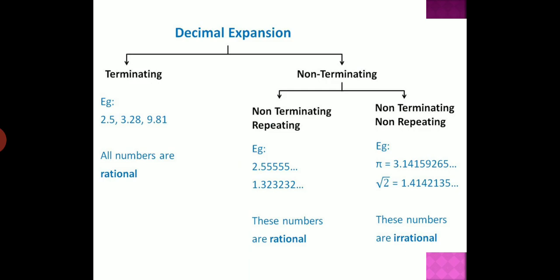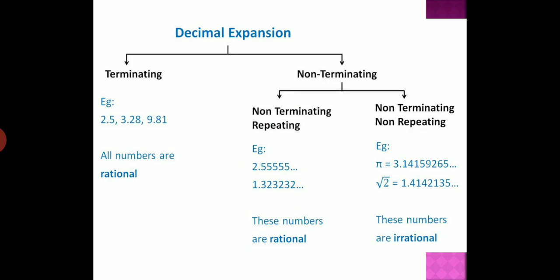If it is terminating, for example 2.5, 3.28, the decimal number terminates, ends, then the numbers are rational numbers. Suppose the decimal expansion is non-terminating, then we have two cases: it will either be repeating or non-repeating. So non-terminating and repeating, see there, 2.5555. The number 5 is repeating and it is not terminating, it will go on. Same way 1.323232, the number 32 is repeating and it is not ending. Then those numbers are rational numbers.